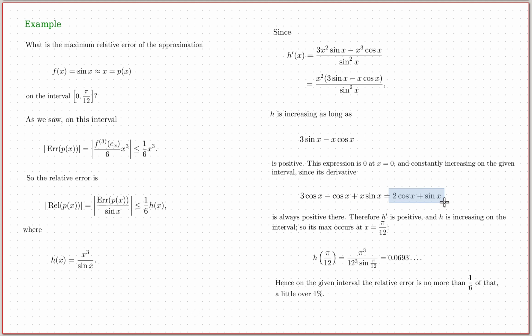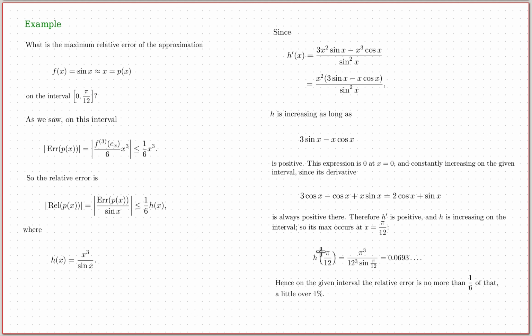This number is always positive on this interval, right? The interval from 0 to pi over 12. This expression is always positive. So therefore, this function is constantly increasing. And at 0, the value is 0. So this is a function that starts off at 0 and it's constantly increasing. So basically, it's always positive on this interval, right? And since this value is always positive, that means h is always increasing. And therefore, h is going to achieve its maximum at the right endpoint at pi over 12.